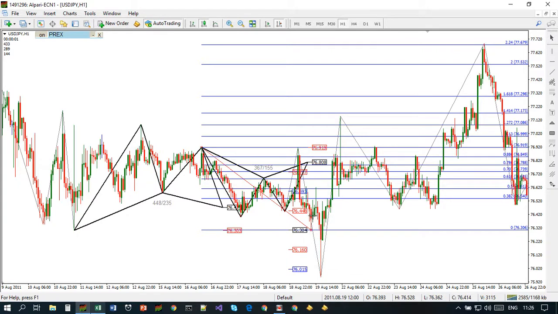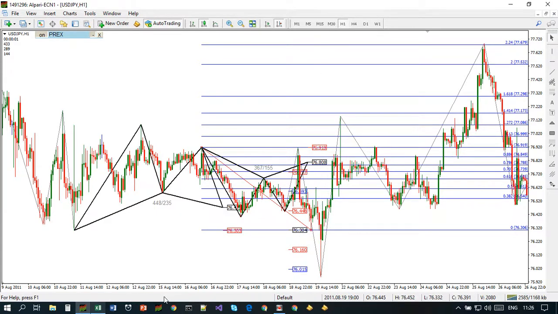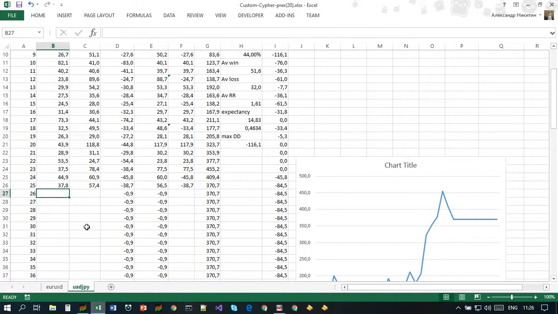Okay, close of the candle is here. Stop loss is 25.7 and the take profit is 19.3. And it was a take profit.